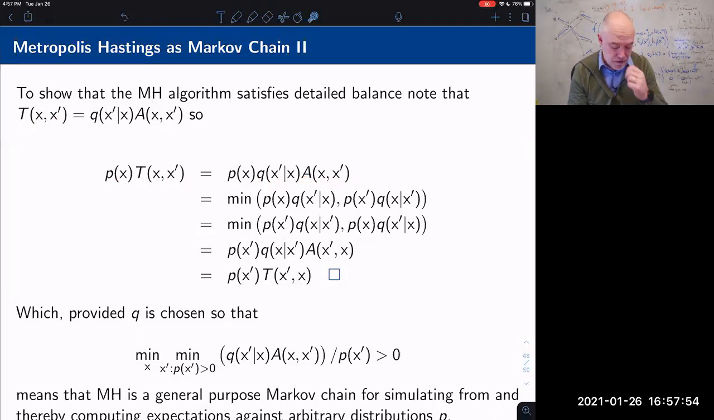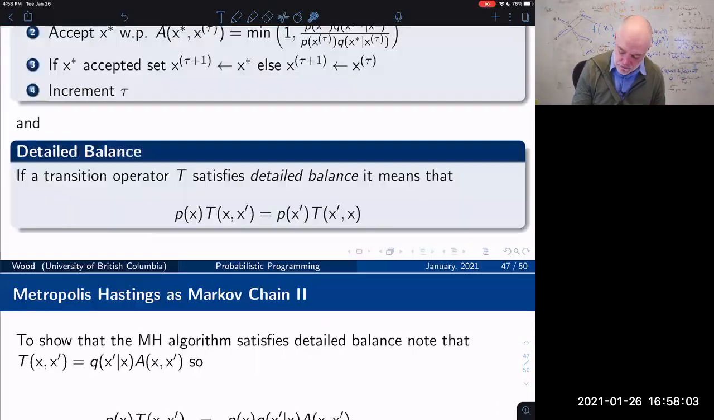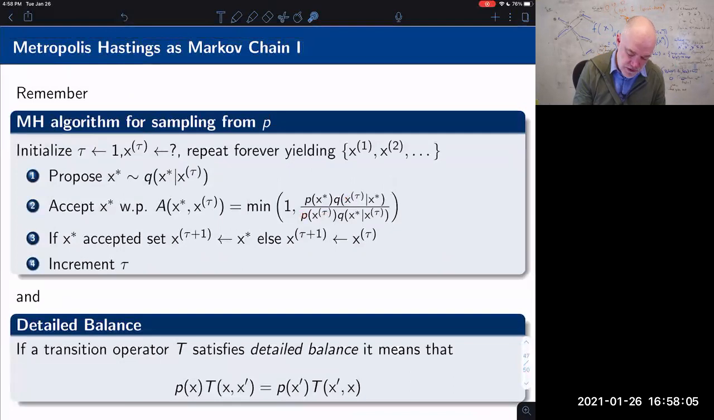The acceptance probability is min of 1 and the ratio. So when you multiply in the ratio, and again, you have to look between these two slides to make sure that I have the ratios right, but I do.